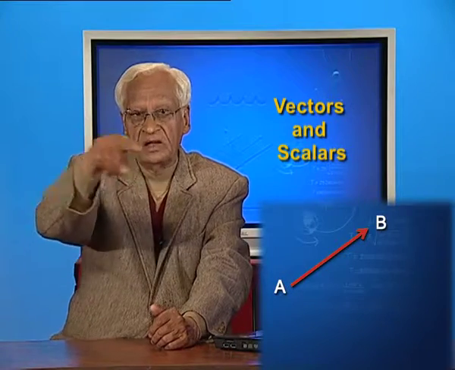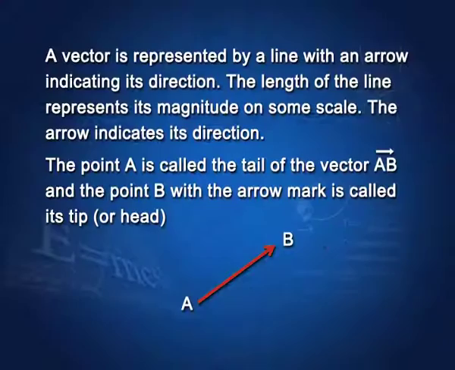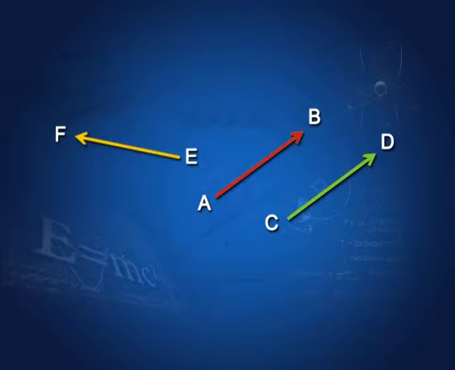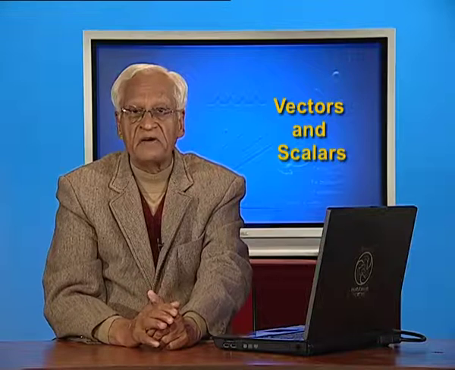B is the point where the arrow points. Therefore, B is called the tip or the head of the vector. Here I have drawn three vectors. Two of them, vector AB and vector CD, are parallel, but they have different magnitudes.